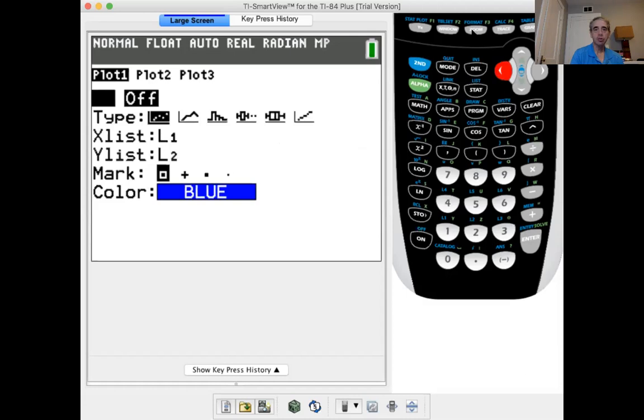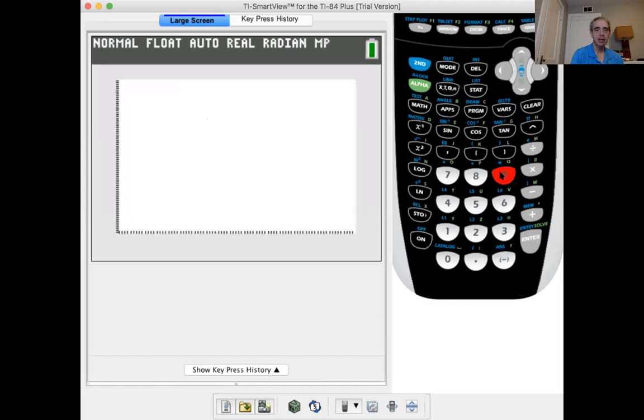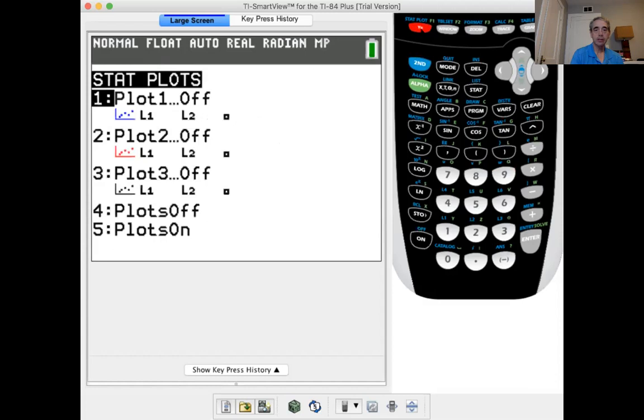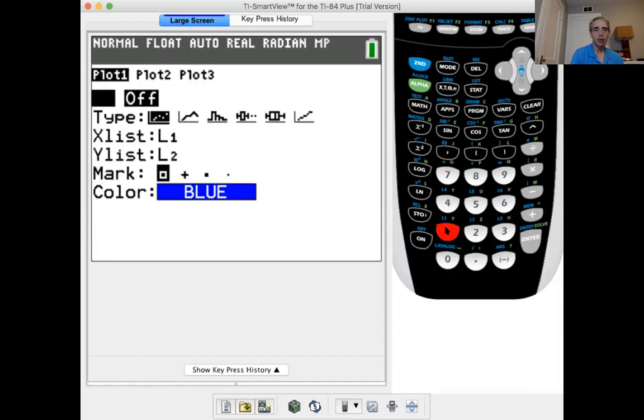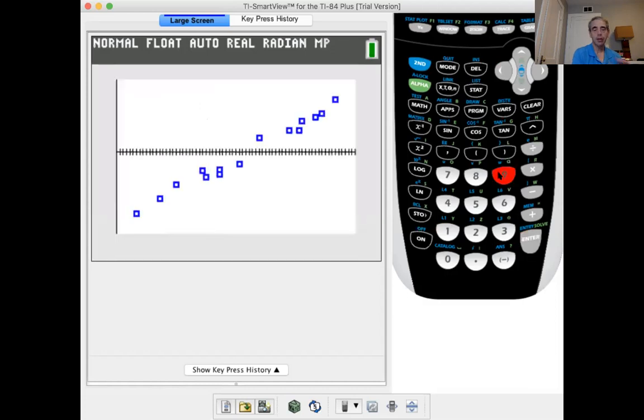Now I'm going to go to zoom stat number 9, and we should see it. Maybe not. Let's try that again. Second stat plot. Oh, it's still off. 1, switch it on, and then hit enter. That's my mistake. Then second, zoom stat number 9, and there you go. So those are the dots.